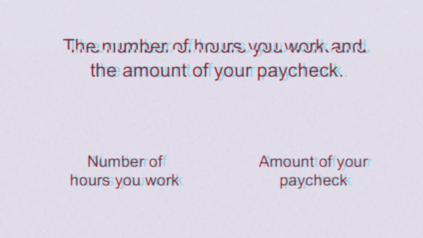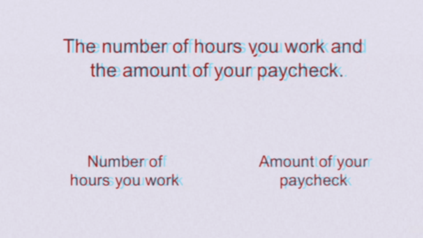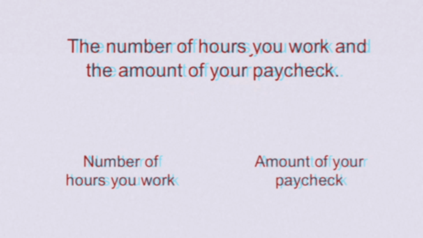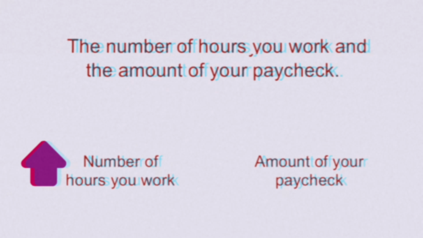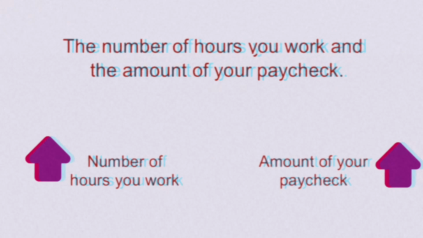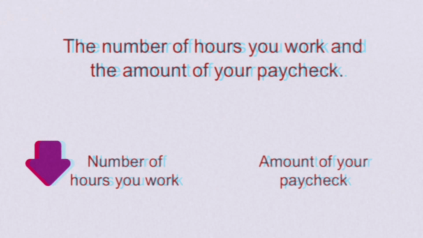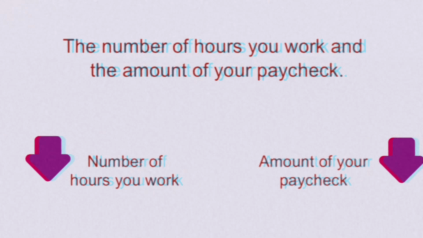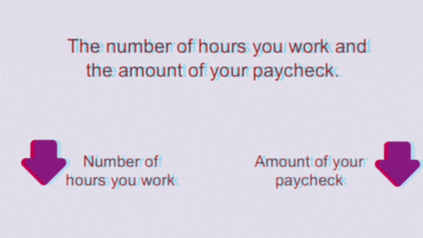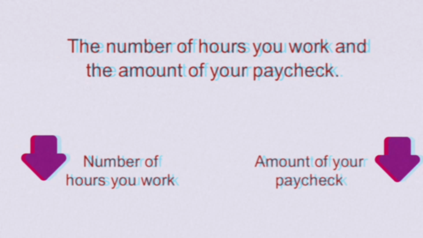The number of hours you work and the amount on your paycheck are directly proportional to each other, which means that if you work more hours, then you get more money. On the other hand, if you work fewer hours, then you get less on your paycheck. So again, the number of hours you work is directly proportional to the amount of your paycheck. Now let's take another example.